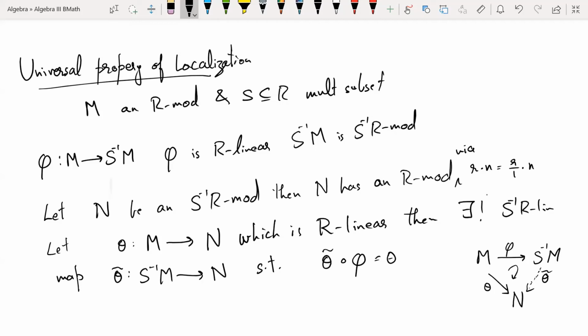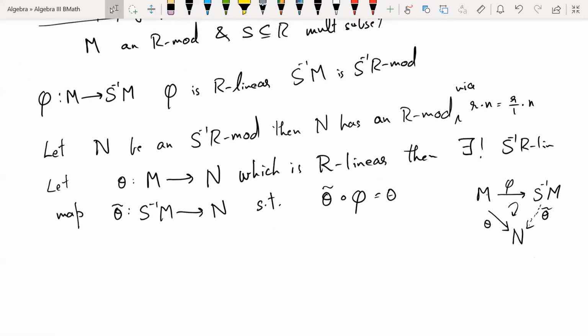So maybe let's just see a quick proof of this thing. We just have to cook up theta tilde and the rest of the check will be easy. So proof. What is theta tilde? There are many things given, so we only have to check theta tilde exists, is unique, and is S inverse R linear.